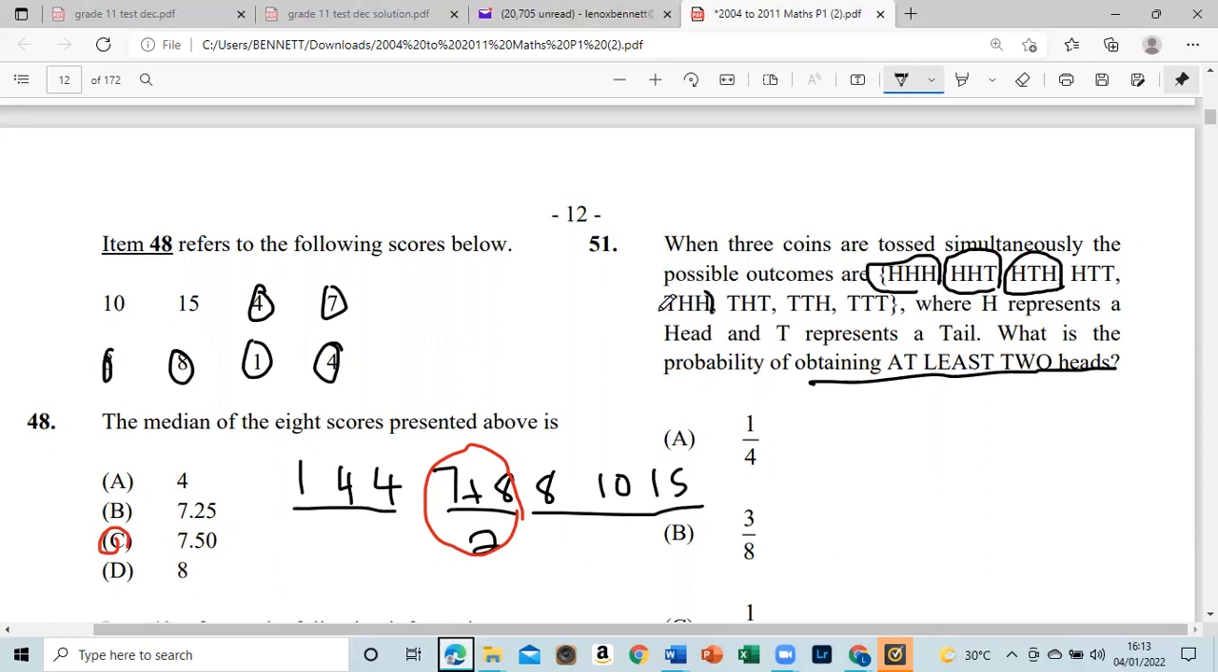Right, I think that's it. So that's 1, 2, 3, 4. So 4 out of how many? 1, 2, 3, 4, 5, 6, 7, 8. So it's 4 over 8, which is a half.